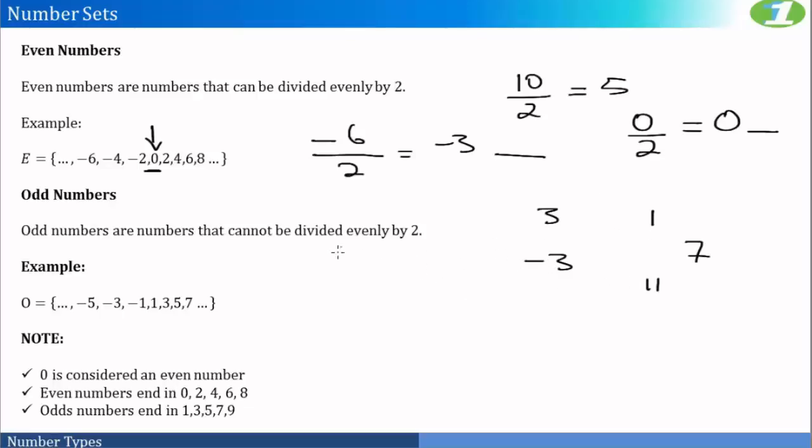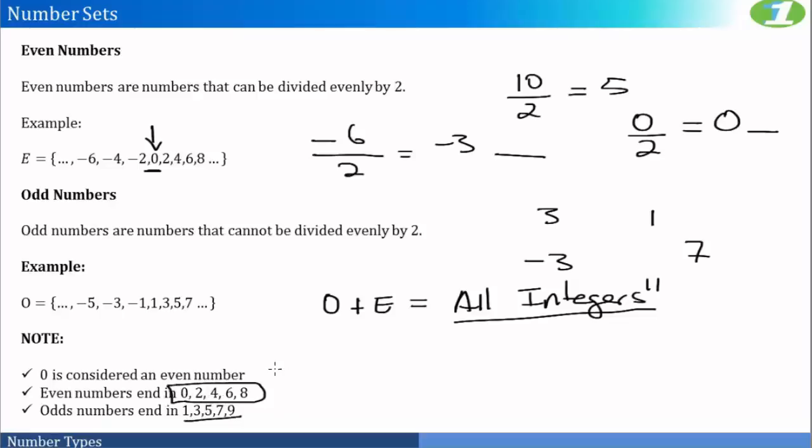Now, if you were to add your odd number set to your even number set, then you'd get the set of all integers. All right, so you would get the set of all integers if you were to add these two sets. And here we have just summarized what we've just said: 0 is considered an even number, and even numbers end in 0, 2, 4, 6, 8. So just about any number that you see ending in either of these digits will be even, while odd numbers end in 1, 3, 5, 7, 9. All right, so this is just a quick bit. So you have a quick shortcut to figure out whether a number is even or not.